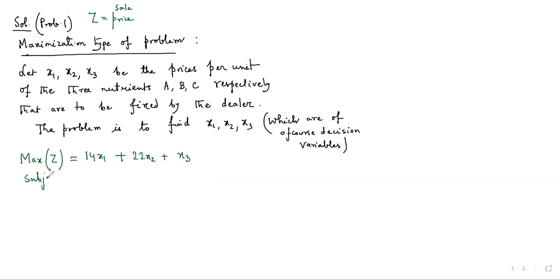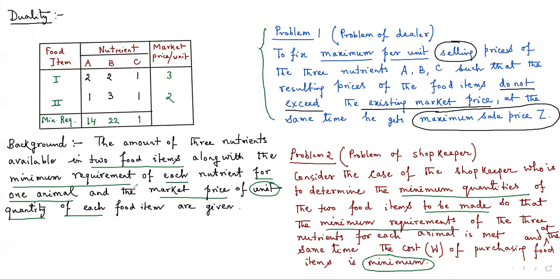This objective function is subject to the constraints. What is written? He wants to maximize his sale price so that the resulting prices of the food items do not exceed the existing market price. So these are the existing market price, remember, for each of the food items.